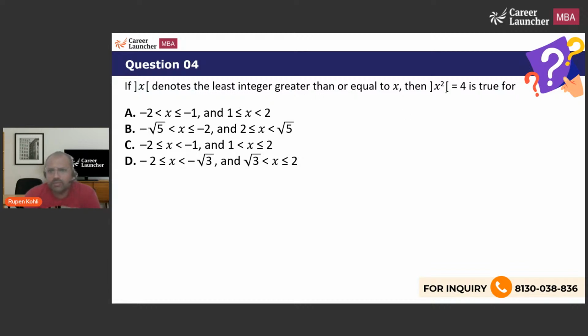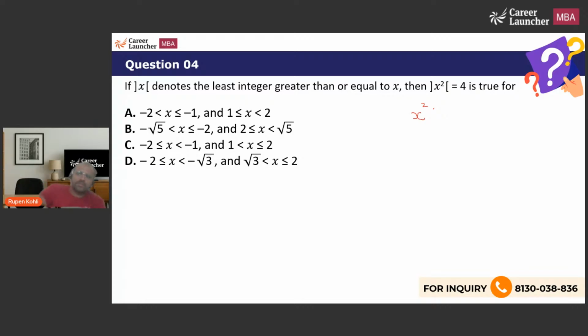So we have to just solve this equation. Least integer of x square is 4. This is the basic definition, and it is required to understand that if the output is 4, what could have been the input? Now just write x square. X square is the input. What should have been the range of the input so that the output is 4?